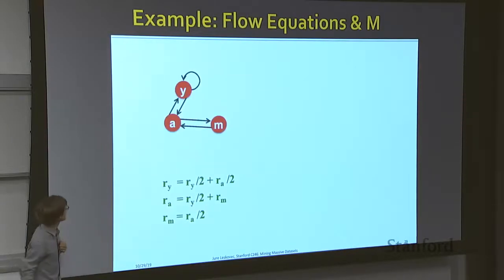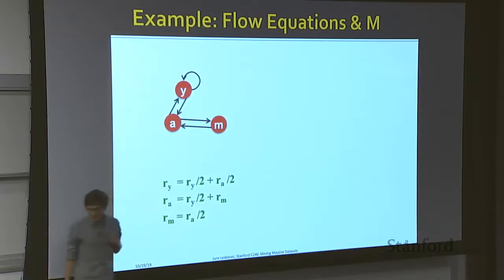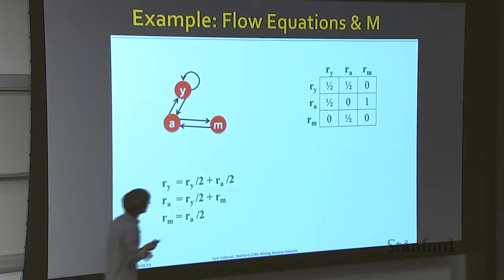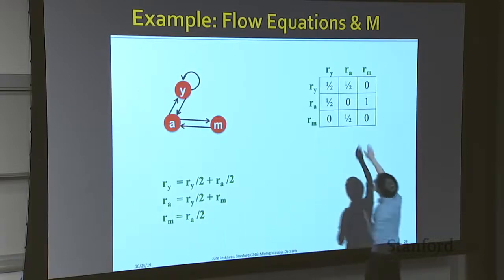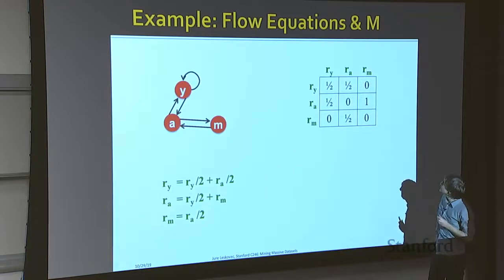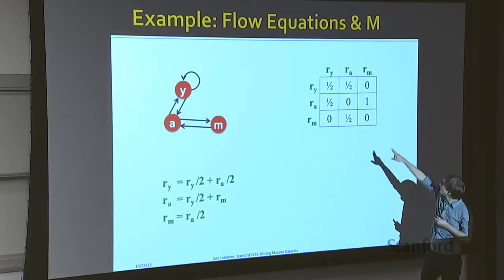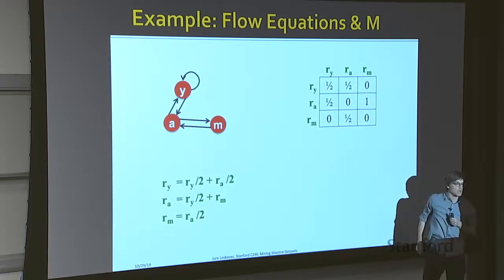So let me give you an example. Here's again the same graph that I had before. Here are my flow equations. And the way I could write this out is the following. Here is my matrix M. Notice that every column sums to 1, and that the entry ij is 1 over the out-degree of j.